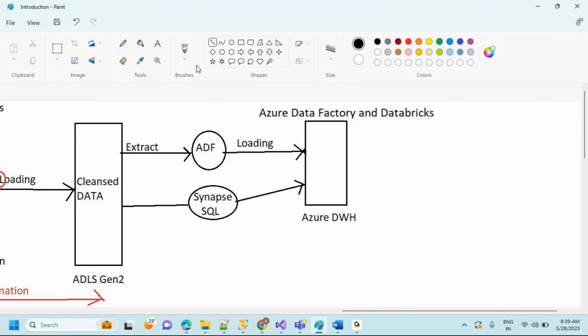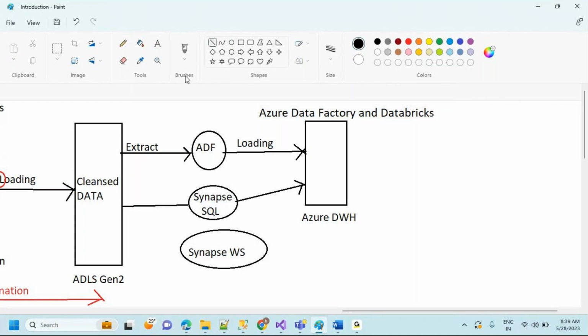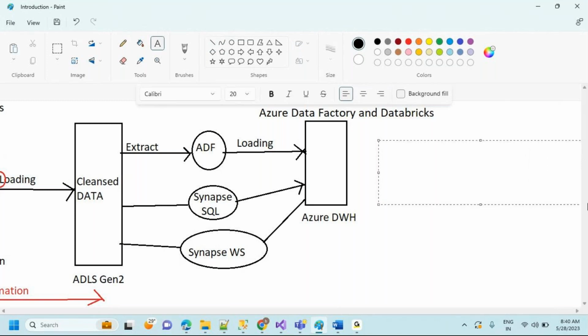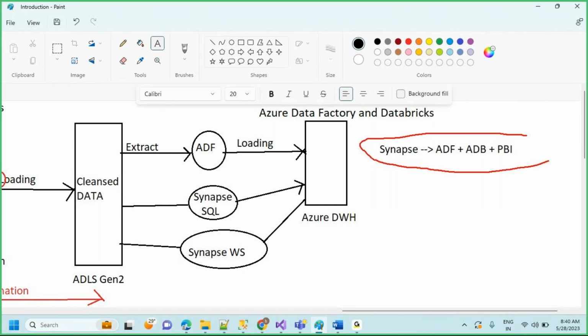And apart from this, we can also use a Synapse workspace, where we can have everything. So Synapse is something like ADF plus ADB plus DWH. If we combine all three together, we can say it is Synapse.